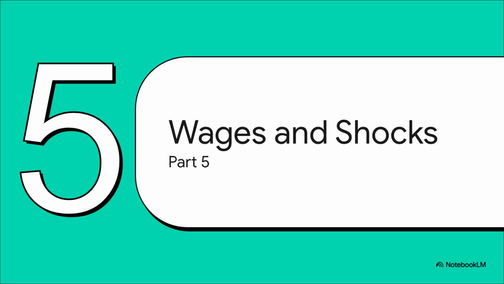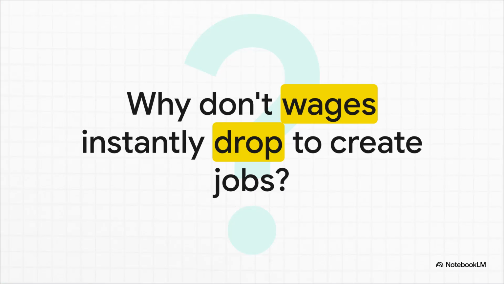Finally, let's dive into Part 5, sticky wages and shocks. I want you to ask yourself this: if high unemployment exists, why don't wages instantly drop to create more jobs? In a purely mathematical, frictionless model, a surplus of workers should mean the price of labor drops immediately until everyone is hired. But clearly, looking out our windows, we know for a fact that doesn't happen.